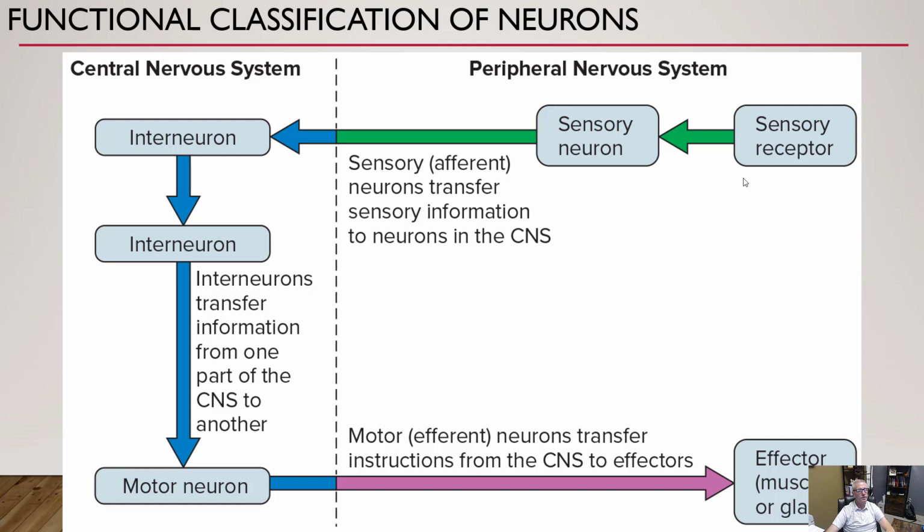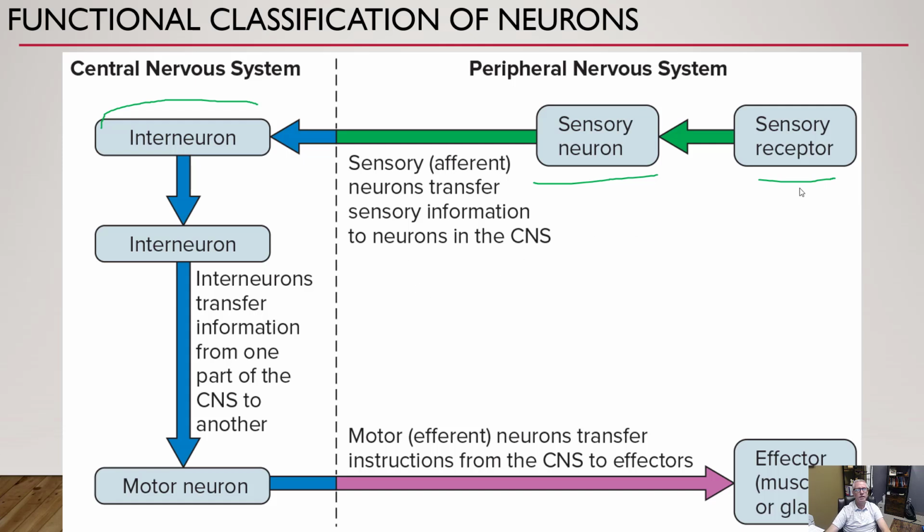All right, so again, peripheral nervous system, we have our sensory receptor, and that's going to go to the sensory neuron or the afferent neuron, the afferent pathway. And then it's going to go to the central nervous system. And first it's going to go to the interneuron in the spinal cord. And then we might have multiple interneurons.